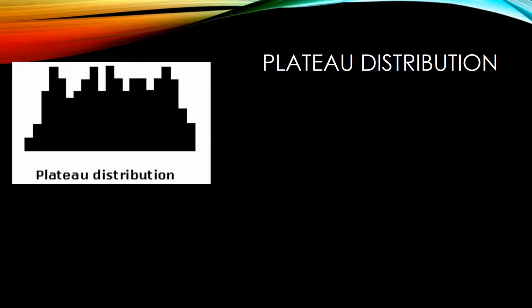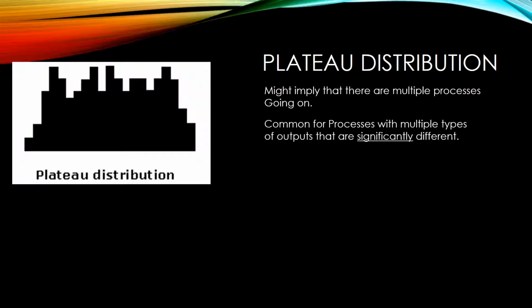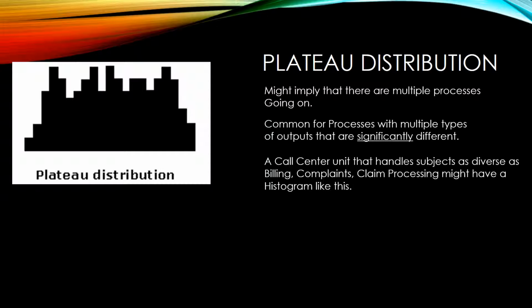Plateau distribution. It looks a bit like a plateau. It might imply that there are multiple processes going on. So similar to bimodal, but you'd call it, I guess, multimodal. Common for processes with multiple types of outputs that are significantly different. A good example is a call center unit that handles subjects as diverse as billing, complaints, claim processing. They may have a histogram like this because there's lots of different things going on.